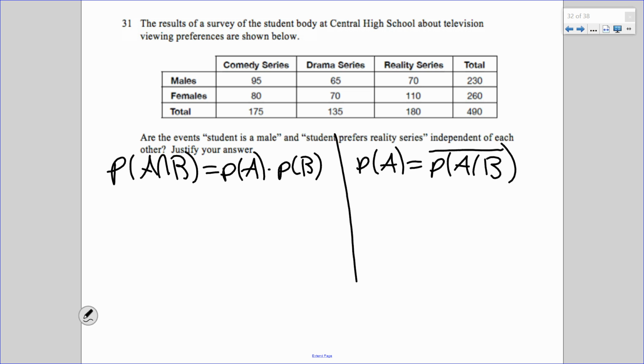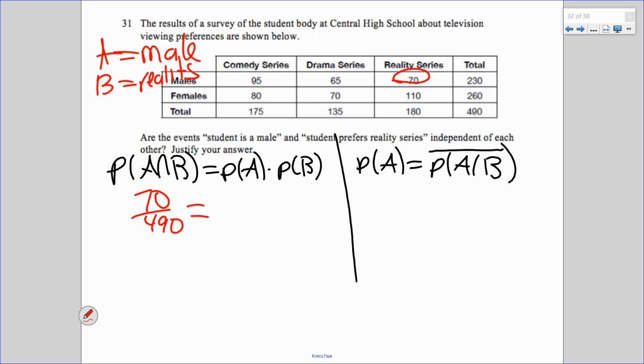So do I have my totals? Yes. A is male, and B is reality. I'll do both of them. Male and reality would be 70 over 490. There are no conditions in this formula, so the total is always your denominator.